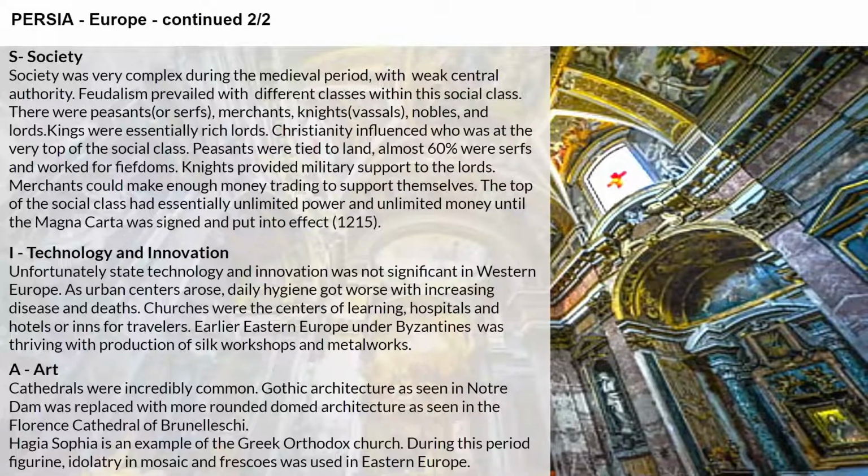Basically, the point is that art was very big and that Christianity showed their religious beliefs and how dedicated they were to them through art, which still stands. A lot of it still stands today.